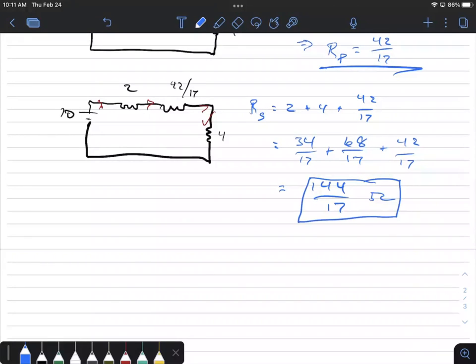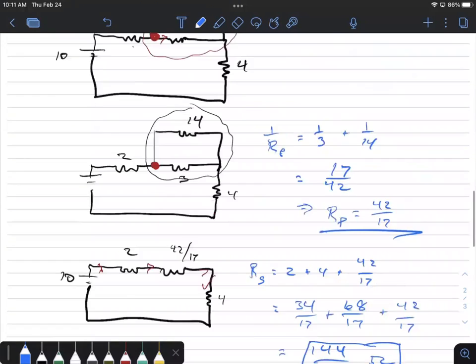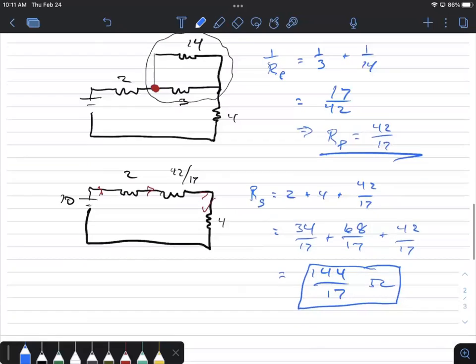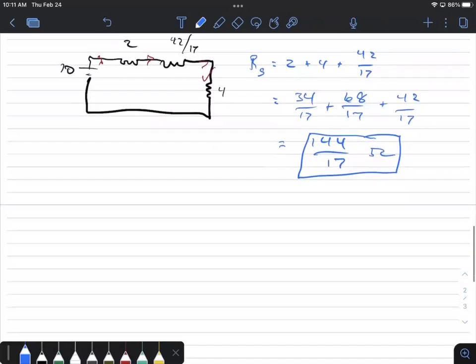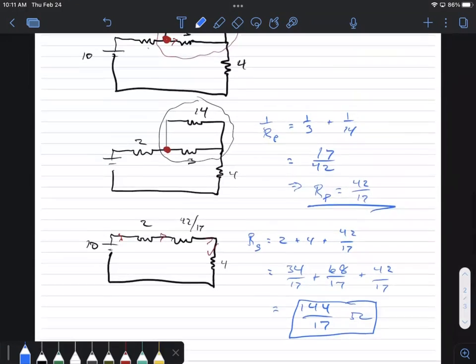I've now combined all the resistors together, one step at a time, little by little, simplifying it down further and further until I can combine all of them together into one single resistor whose total resistance is whatever this number is. So, any questions about this example?